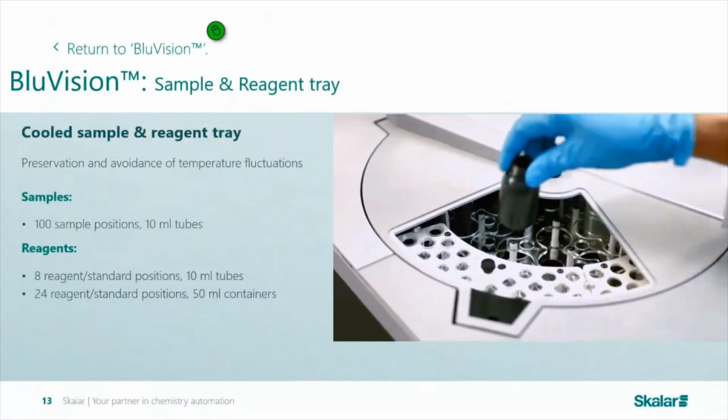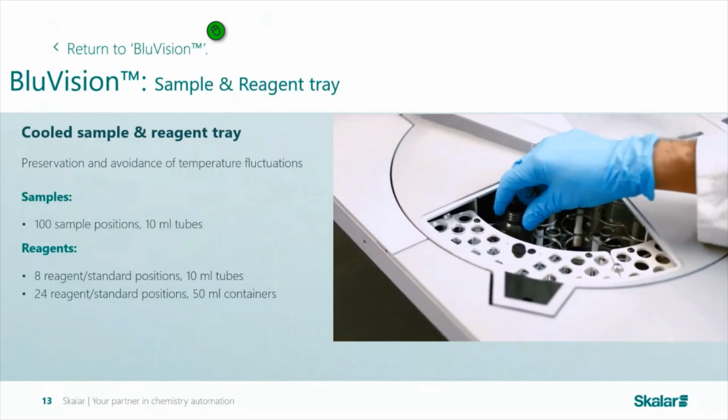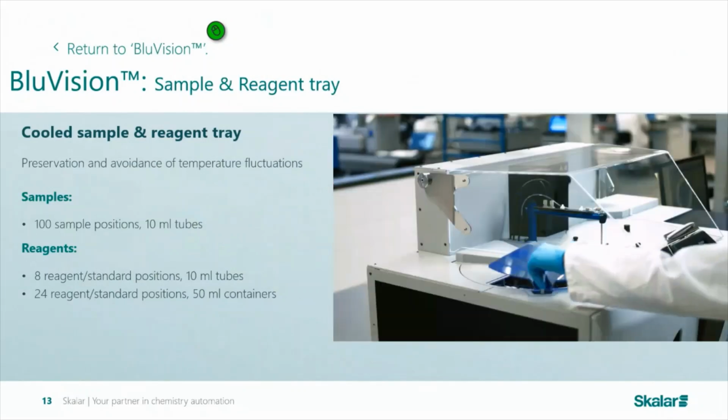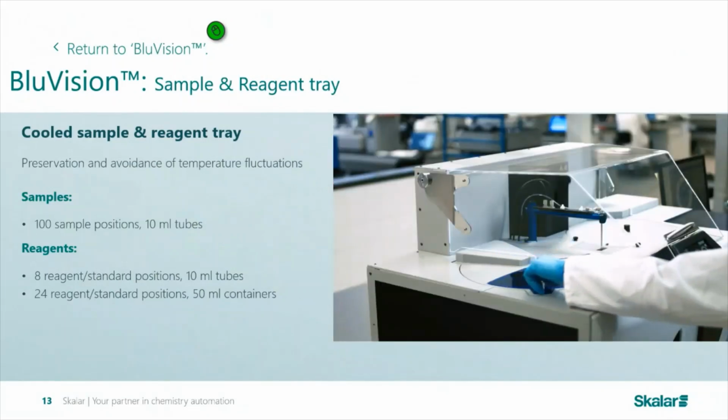So we have 100 sample positions distributed over 5 racks of 20. Going in are your reagents, with the darker canisters there for light sensitive reagents. So on reagents, you have 24 positions for 50 ml reagent containers, with an additional space for 8 containers of 10 ml, and these are usually reserved for stock solutions for making your calibrations, as well as any QC samples.